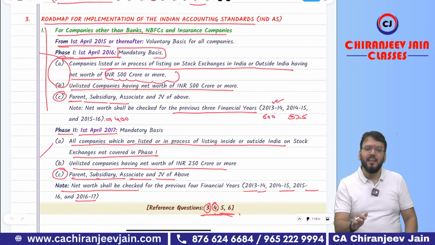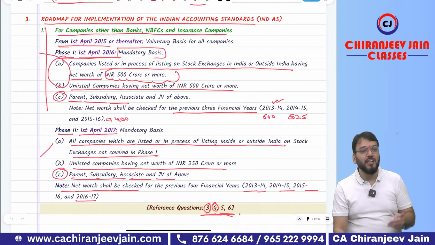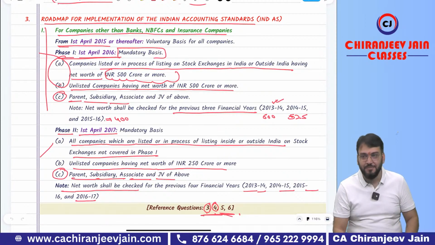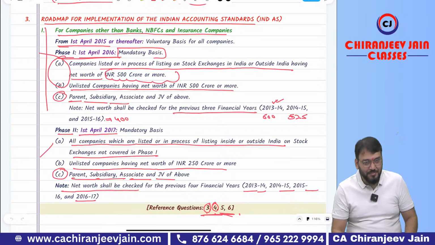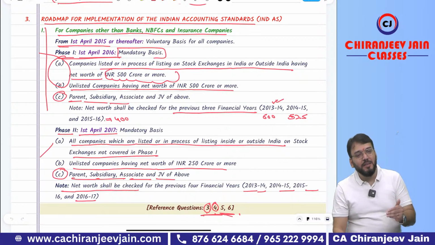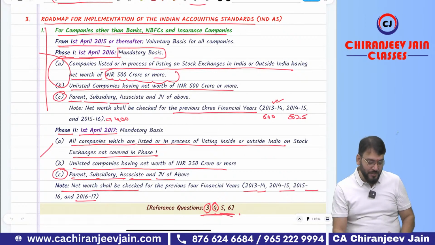Got this point? Then it was applicable on a mandatory basis from phase 1. Phase 1 starts from 1st April 2016. In this, all the listed companies or all the unlisted companies having a net worth of 500 crore or more than 500 crore, Ind AS will be applicable. And any parent company, subsidiary company, associate company or joint venture company of that company to which Ind AS is applicable, to them also Ind AS will be applicable from 1st April 2016.